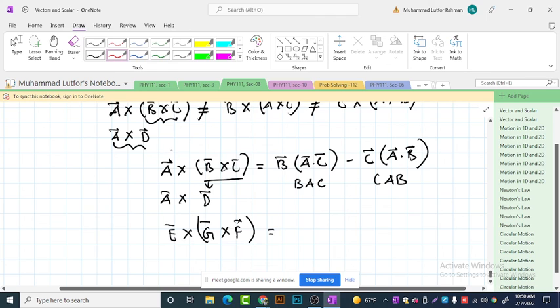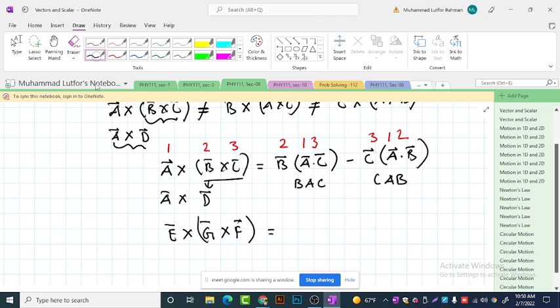But I use another way, because when the symbol is going to change, then it's not going to be BAC-CAB over here, right? Then what I did, I do another way actually. I label that letter by 1 2 3, then this one would be 2 1 3, and this would be 3 1 2. I remember this number actually. 1 2 3 would be 213 and minus 312.